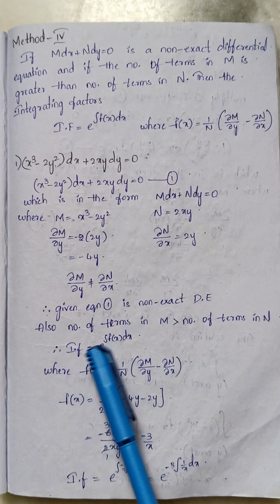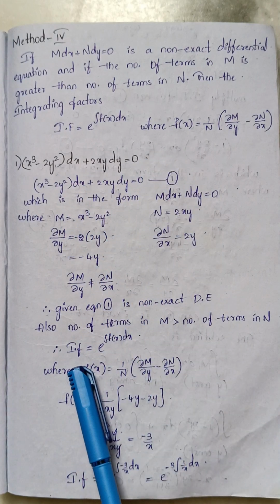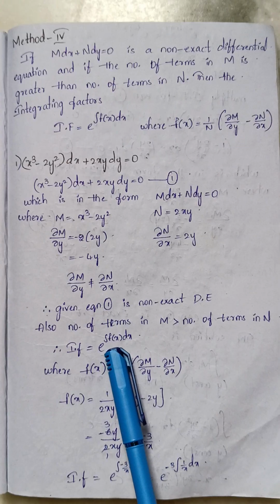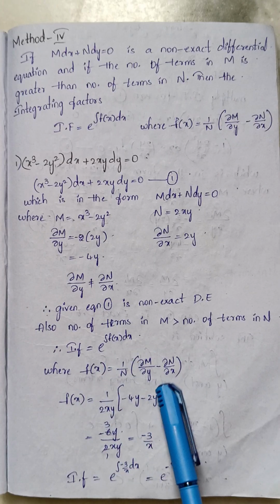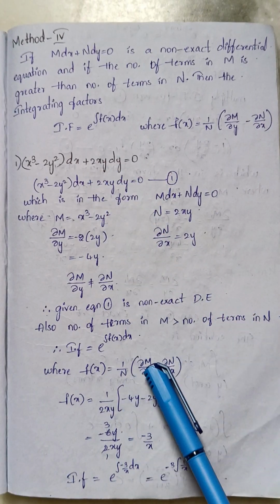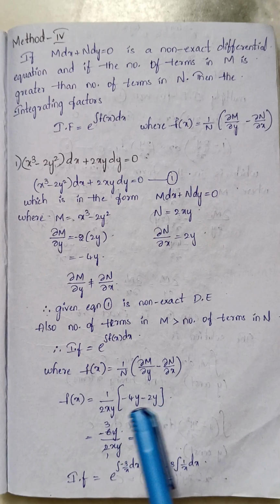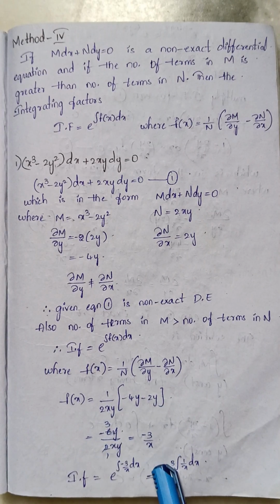And also we have the number of terms in M greater than the number of terms in N. In this case, what is the integrating factor? e power integration f of x dx, where f of x formula is 1 by N. What is N here? 2xy. ∂M/∂y minus ∂N/∂x. Now minus 6y by 2xy is nothing but minus 3 by x.